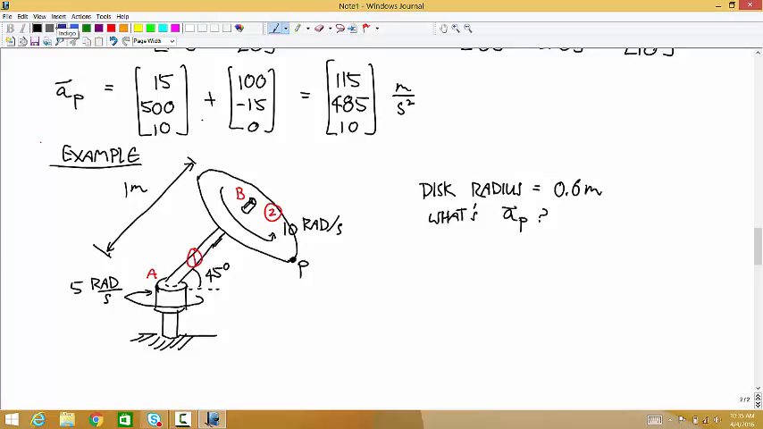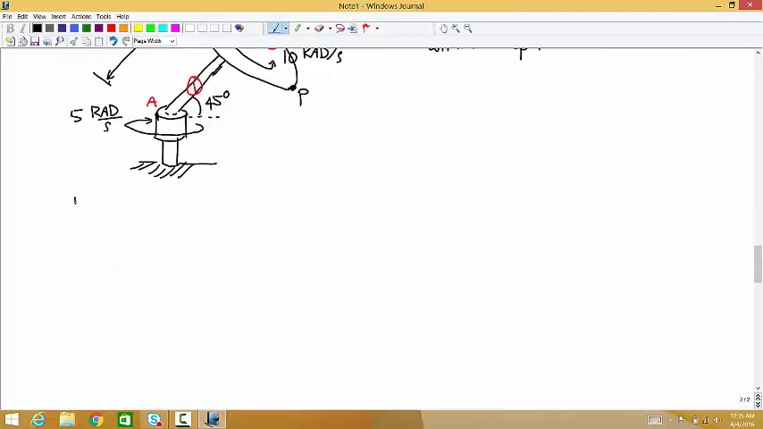Which of these two bodies is the horse? Yeah, right. So body 1 is the horse. So we know that the coordinate system is going to rotate with that arm.